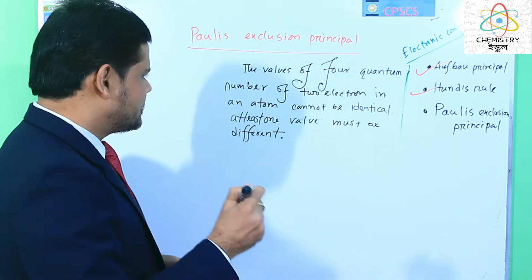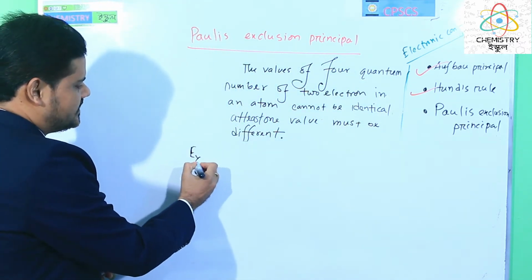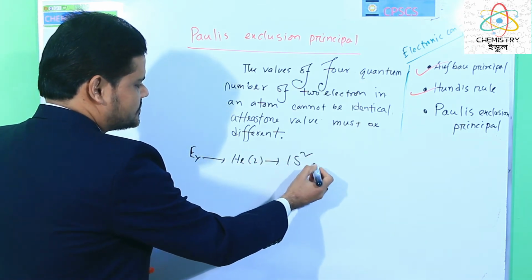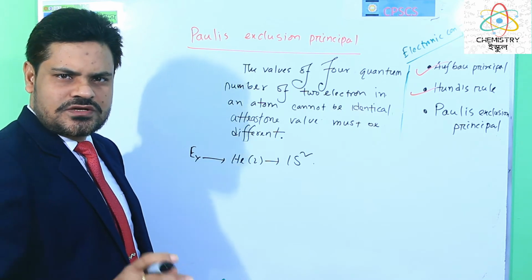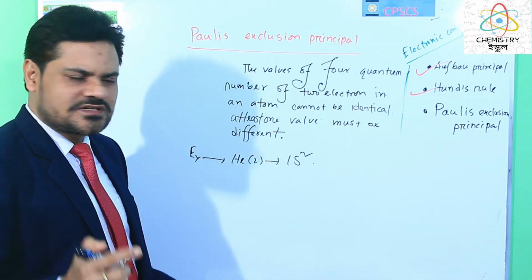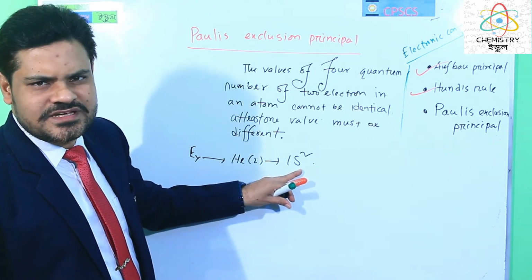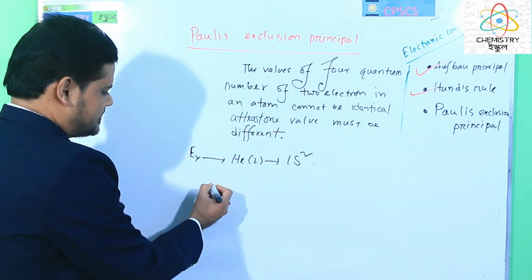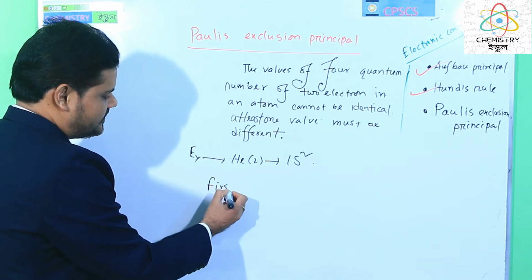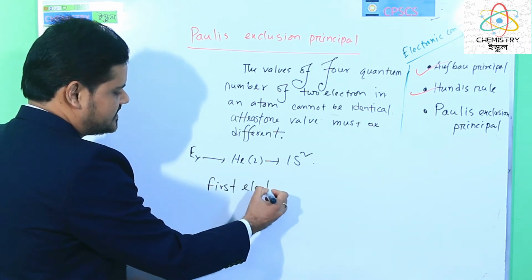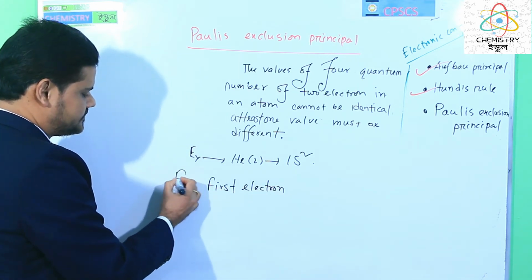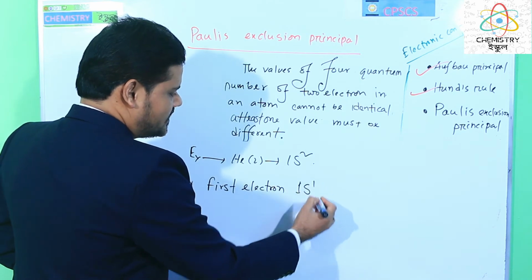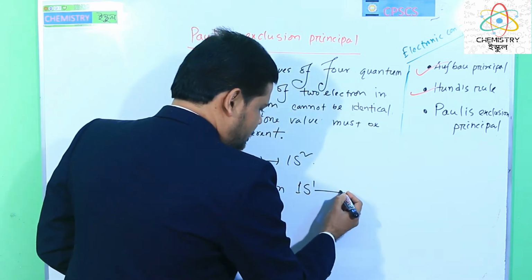Dear learners, for an example, for helium, the electronic configuration is 1s2. Now, if we want to find out the four quantum numbers for the two electrons of helium, then we can easily get the Pauli's exclusion principle. Look here, learners. For the first electron of helium, this is 1s1. So what will be the four quantum numbers, dear learners?